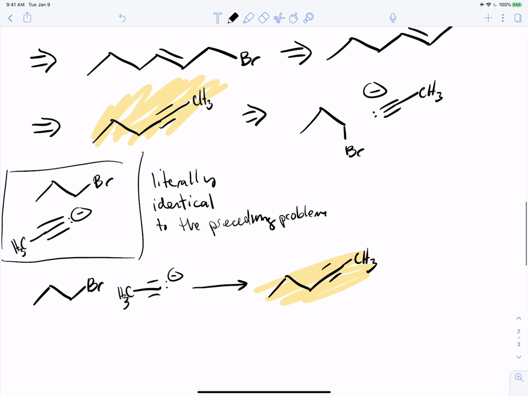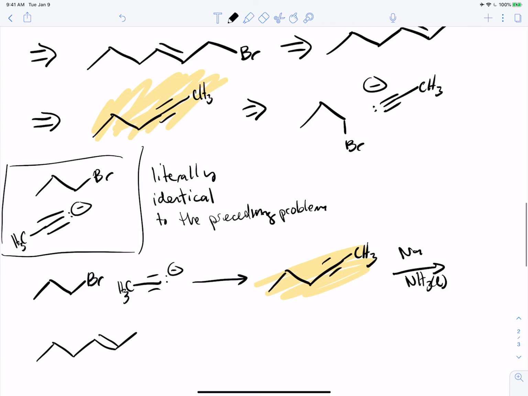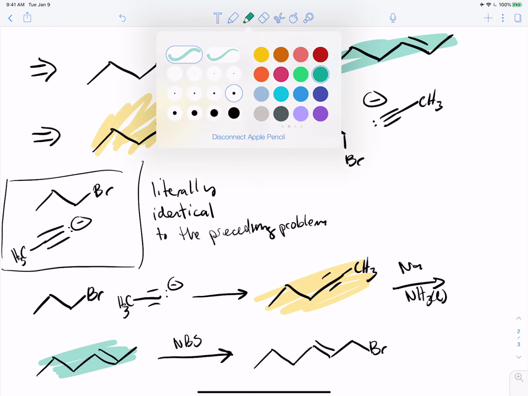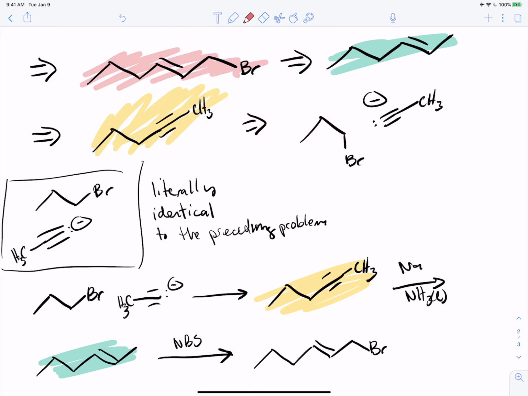And then it's the same thing that we saw in the last problem. So we're going to use sodium, we're going to use liquid ammonia. That's going to give me the trans alkene. So now I am here, at the trans alkene, and then I want to use allylic bromination, which, as I stated in the last problem, I'm not super thrilled with as a strategy, but it's the best one I can come up with. So now we're in this molecule.